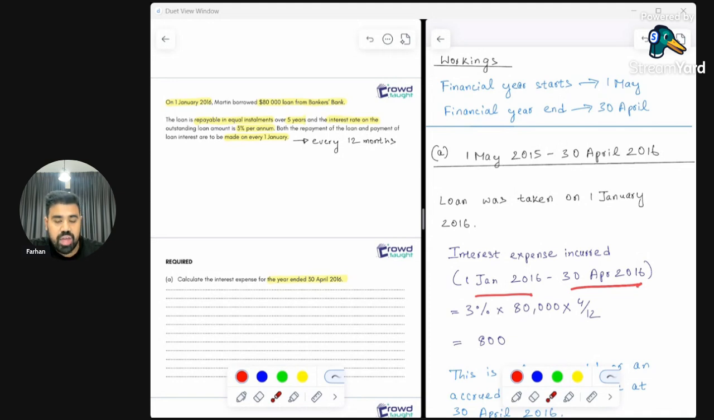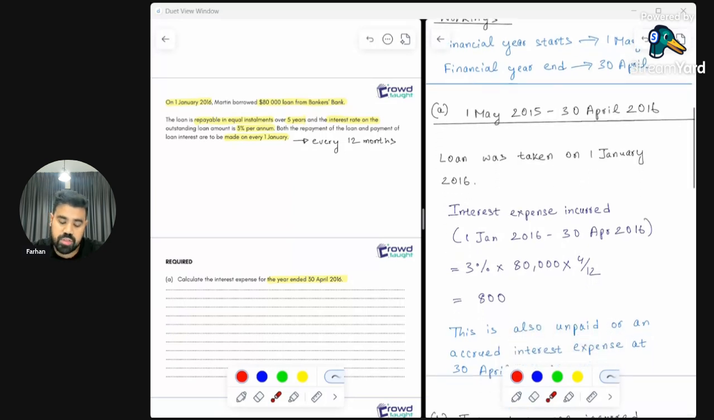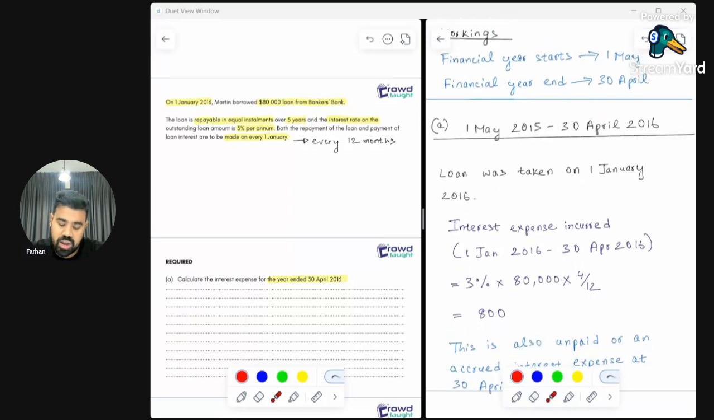So how do we calculate that? We multiply the given percentage of 3 with the loan amount of 80,000, and then we multiply again with 4 over 12, which basically adjusts the 3% annual rate into a 4-month value. Okay, because from Jan until end of April, we have got 4 months in total. So altogether, the 4 over 12 means that we are doing this calculation for 4 months and converting the 3% into a 4-month value. Okay, so that gives us an interest expense of $800 for the 4 months since 1 Jan 2016 until end of 30 April 2016.